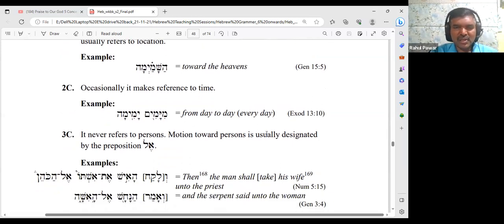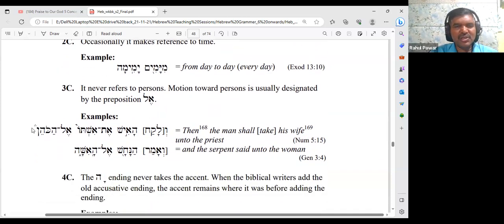For example, here miyamim, yamima. Mi is the main preposition over here. Yamim, yom is the day. Miyamim, that is from day. Yamima, today, every day. So it is in reference to time. This qamets hey is the accusative hey, and its usage is also very rare. So you need to remember only this example. In exam, this thing is not going to be asked.